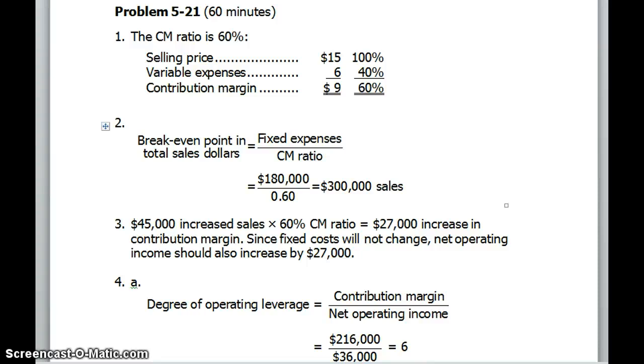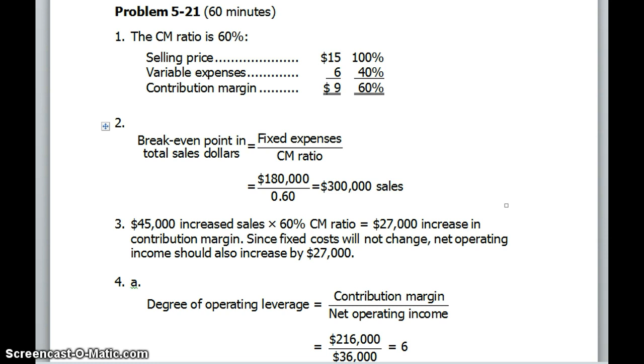We will now discuss problem 5-21 on page 220, which deals with the Stratford Company. Stratford distributes a lightweight lawn chair that sells for $15 per chair. Variable costs are $6 a chair. Fixed costs total $180,000 per year. We were asked to answer questions 1, 2, 3, and 5 for this problem.